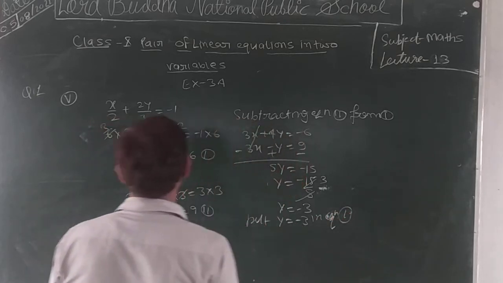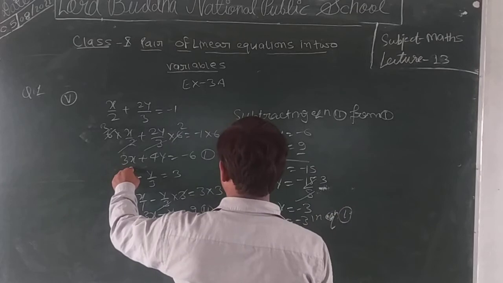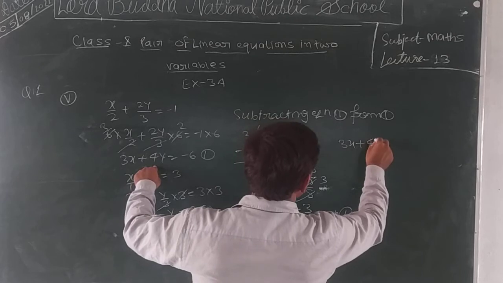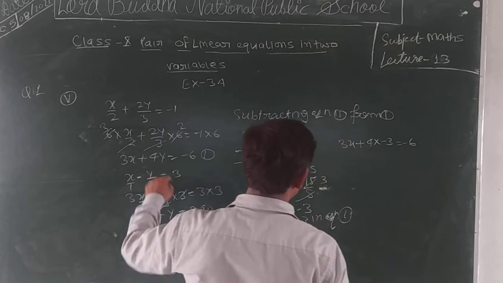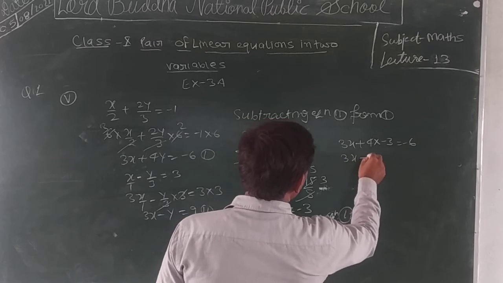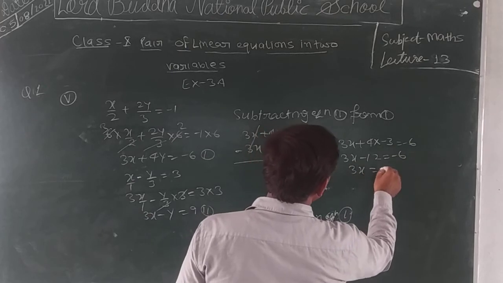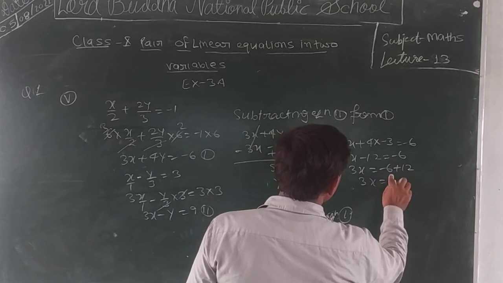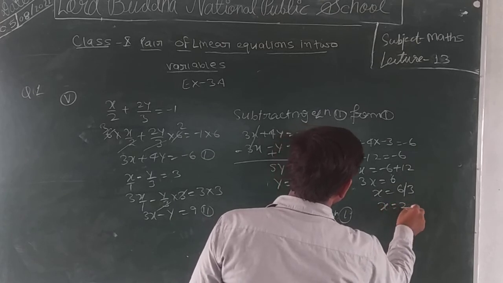In the first equation, here we put the value. 3x plus 4 into minus 3 equal to minus 6. Okay, now we see that 3x minus 12 equal to minus 6, or 3x equal to minus 6 plus 12, or 3x equal to 6, or x equal to 6 upon 3, or x equal to 2.